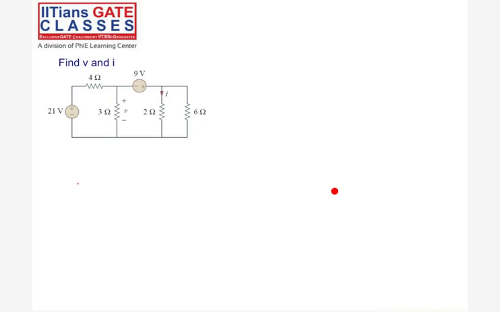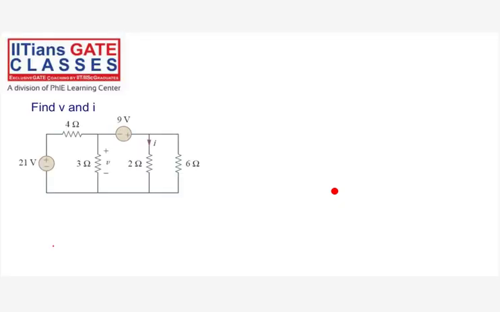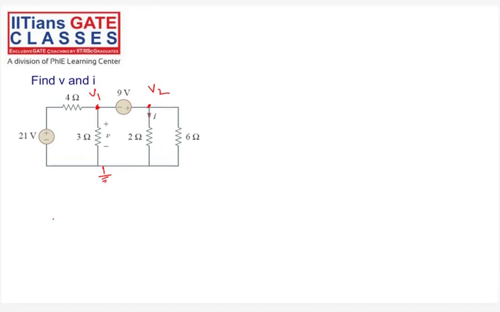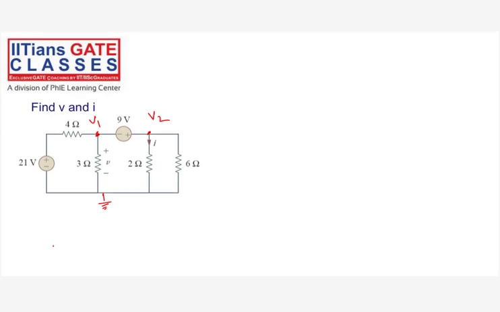I am writing the node equation at node 1. So this voltage will be 21, so the potential here is 21. I need to take the leaving currents. This is a super node, so I'll neglect this. The leaving current here is (V1 minus 21) by 4 plus V1 by 3.